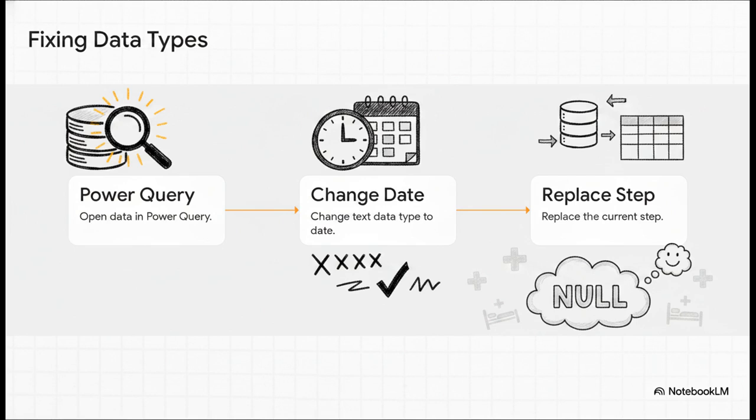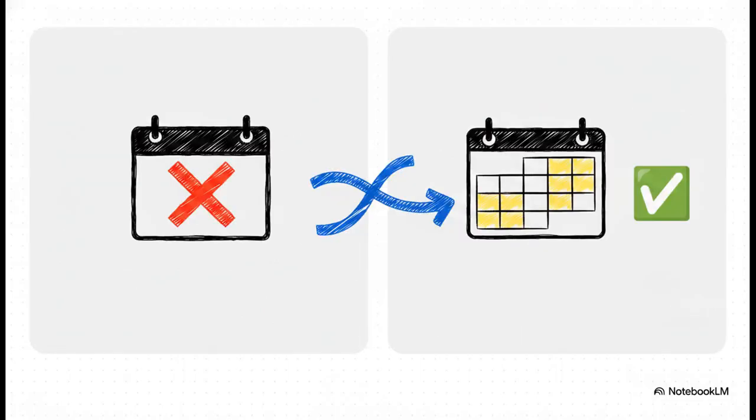Oh, and a quick tip from the trenches. You might see a bunch of null values pop up in these date columns. Don't panic, it's not a glitch. In this specific context, null just means the patient came in for a quick visit, but was never formally admitted to a bed.